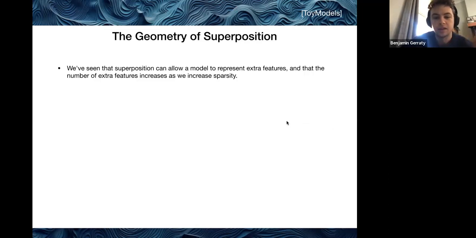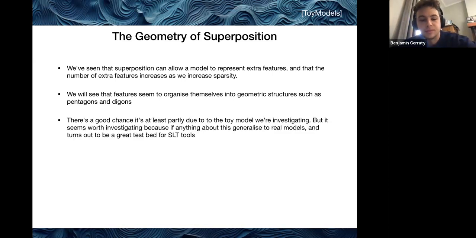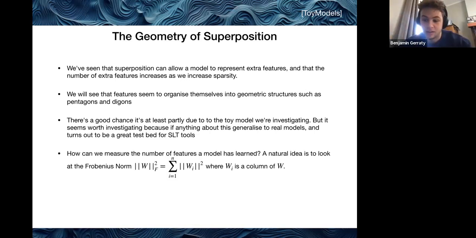Okay, so we're seeing that if we have more sparsity, then we embed more features. Now we can see that these actually seem to organize themselves into more geometric structures. So we've seen so far the pentagon in the first graph I showed, and we've seen the digon in the one I just showed, just like an antipodal pair. It's worth noting that all these nice shapes are probably due to the toy model we're investigating, as we're going to see in a second. But as we see, these toy models are pretty much gold for analyzing SLT tooling.